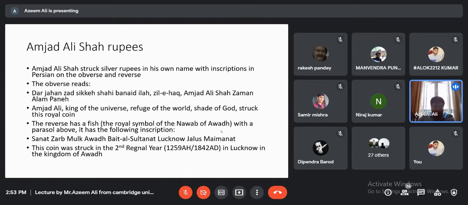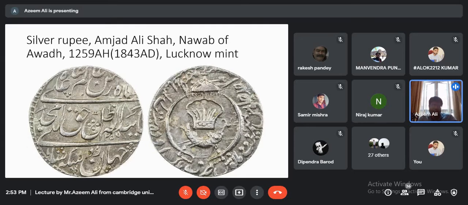The reverse has a fish, the royal symbol of the Nawab of Awadh, with a parasol above it. It has the following inscription: Sanat Zarb Mulk Awadh Dar-ul-Sultanat Lucknow, Jalus Maimanat, which means this coin was struck in the 2nd regnal year, which is 1259 Hijri in 1842 AD, in Lucknow, in the kingdom of Awadh. And here's the coin. You can see here 1259, the Hijri year, and then the royal symbol of Awadh here.